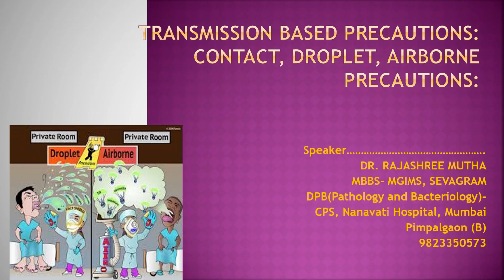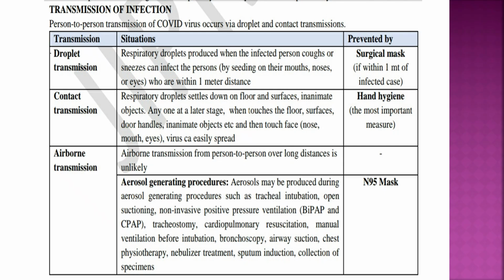Hello students, today we will study about transmission based precautions. What are the types? They are contact transmission, droplet transmission and airborne transmission. What are the causes and what we have to do for that? What are the precautions? First is contact transmission.